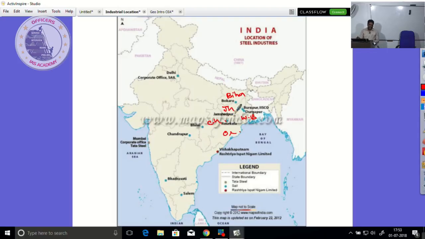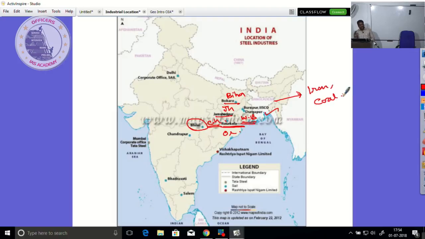If that is the case, I can say that raw material is easily available to these states also. For example, if I am in Jharkhand, I have at least Bokaro and Jamshedpur. If you are in West Bengal, I have Durgapur. If you are in Orissa, you have Rourkela. If you are in Chhattisgarh, you have Bhilai. So these are the places where you find both iron ore and coal.